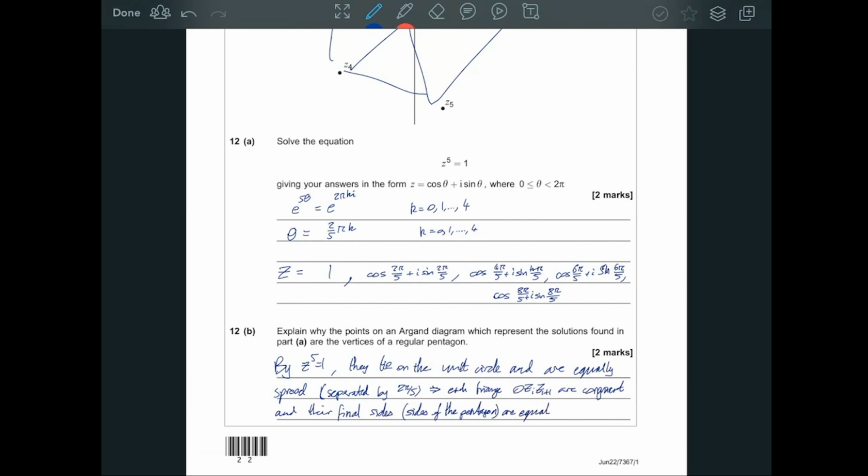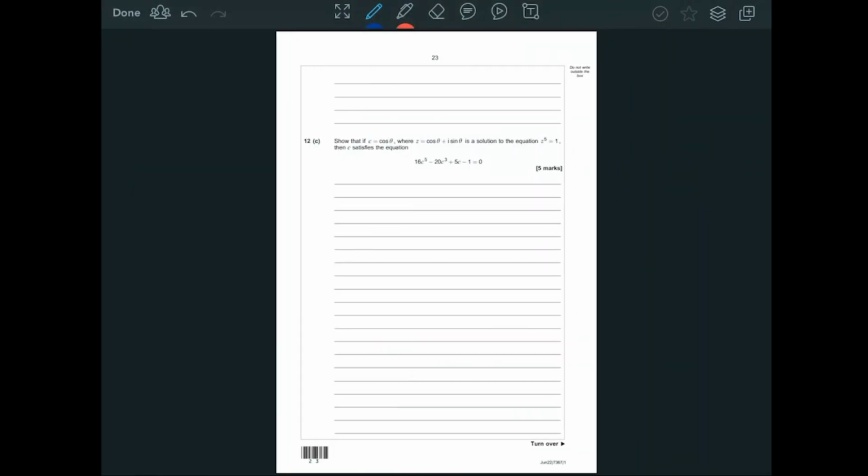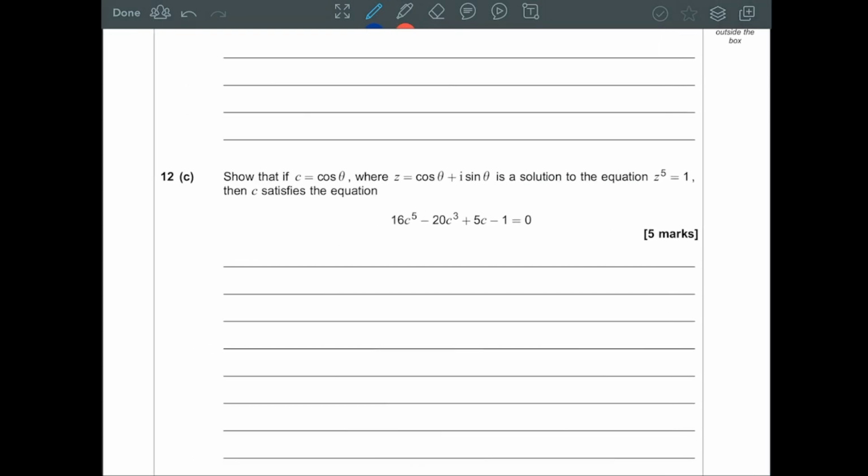So I said all the side lengths are the same, all the angles at the center are the same, and their final angles are equal. So they're on a unit circle, they're equally spread, which means each of those triangles are identical, which then means all the side lengths of the pentagon are the same, and the angles in the pentagon are the same, i.e. it's regular.